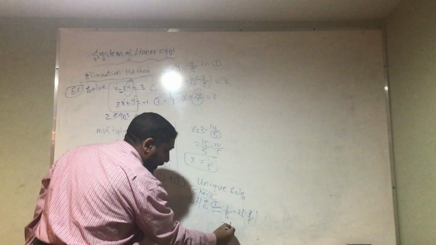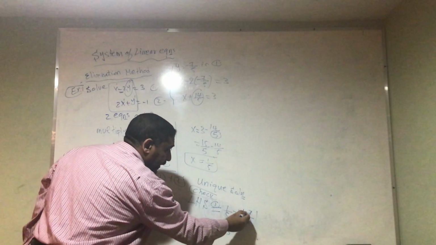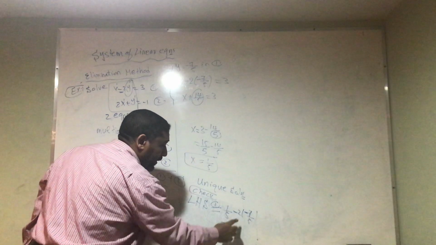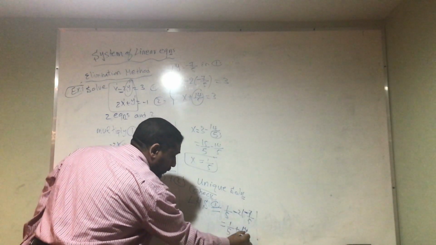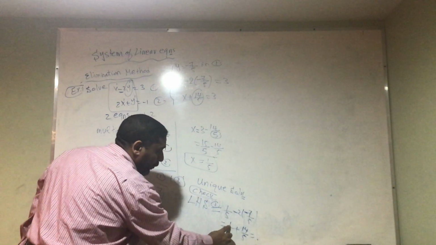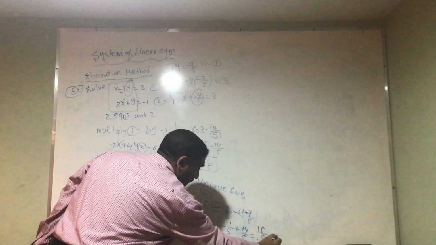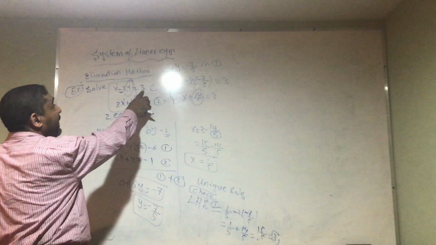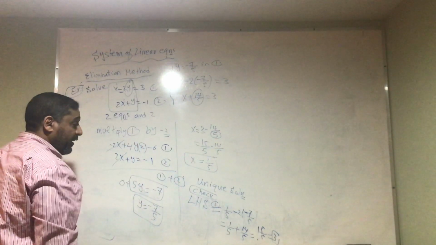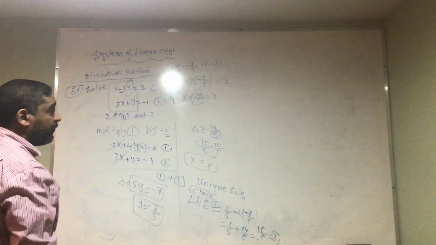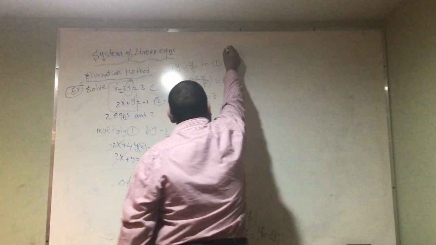So if I simplify that, you have 1 over 5. Negative multiplied by negative, you get positive. 2 multiplied by 7, you get 14 over 5. So what did you get? 1 plus 14, you get 15 over 5, which is 3. That 3 is your right-hand side in equation 1. Right? Of course, you can check the other equation as well.